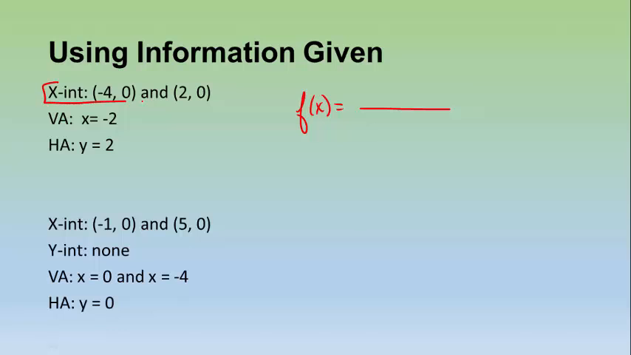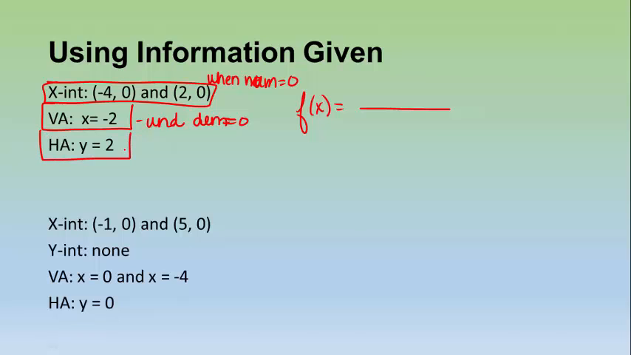My x-intercepts, they came from the numerator when the numerator equaled 0. So my numerator had to equal 0. My vertical asymptote, that was where the function was undefined. So that must have been when the denominator equals 0. And my horizontal asymptote being y equals 2, because it's y equals 2, that must be the ratio of the lead coefficients of the numerator and denominator. So that's what that information is.